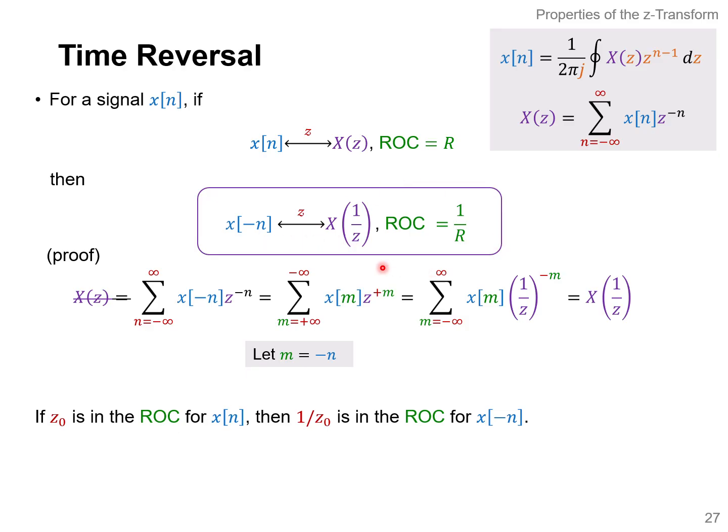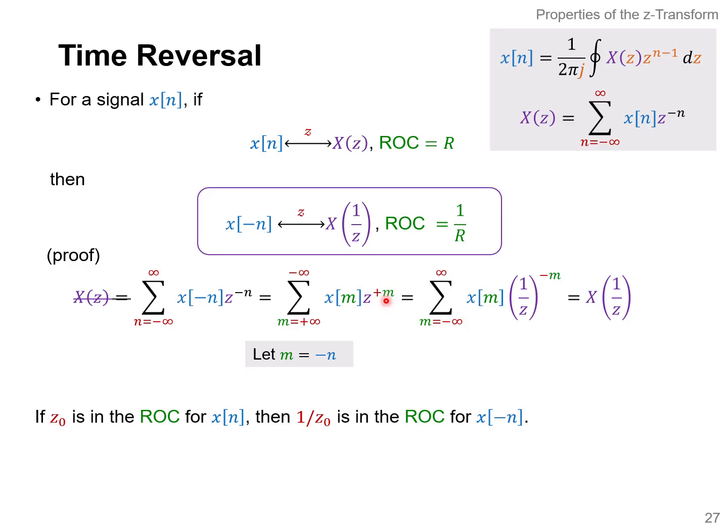Now let's see why this is true. We start from the z transform of the time reversed signal. Here is the expression for the z transform. We change the index by letting m equals minus n. So after this change, the sum becomes this. We write the sum into the normal z transform form.